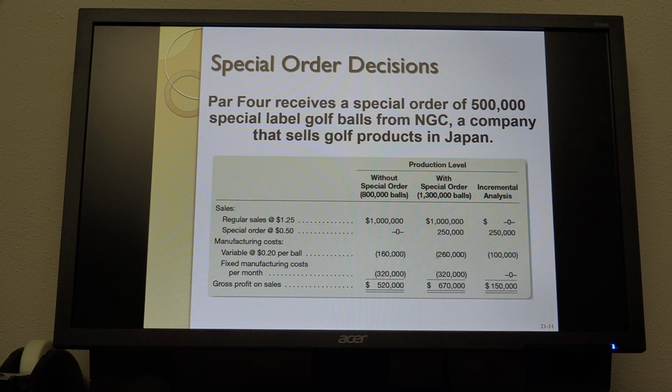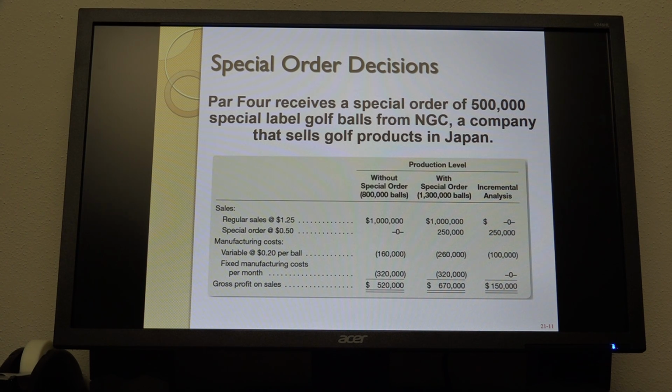Now, remember that you have to consider non-financial issues that might come up from accepting the special order. Here, I think in the example it says that Par 4's regular orders are here in the U.S. and this special order will be sold in Japan.